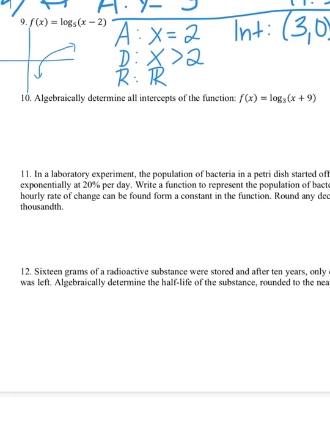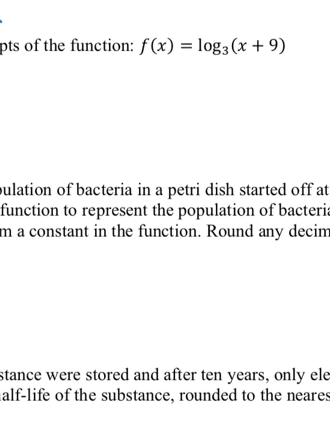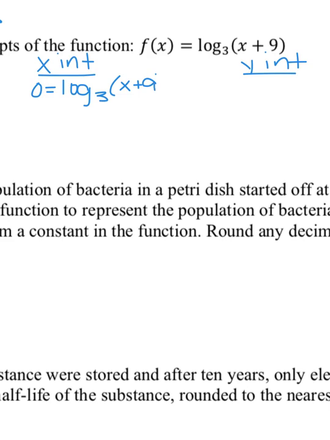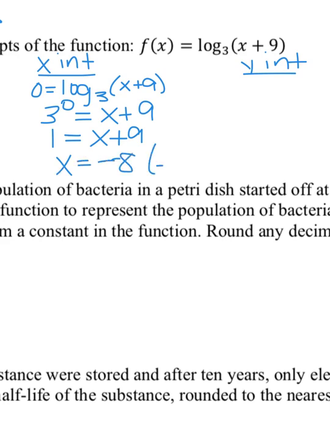Number 10, algebraically determine all intercepts. So algebraically, we have x-intercepts and y-intercepts. X-intercepts are where y equals 0. So I do 0 equals log base 3 of x plus 9. To solve this, I have to get rid of the log function and put an exponential in there. So this is really 3 to the 0 power equals x plus 9. 3 to the 0 is 1 equals x plus 9, so I get x is equal to negative 8. But I'm going to write it as a coordinate because intercepts have to be coordinates. So it's negative 8 comma 0.